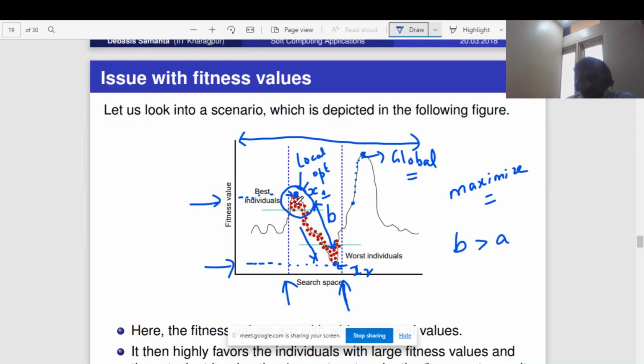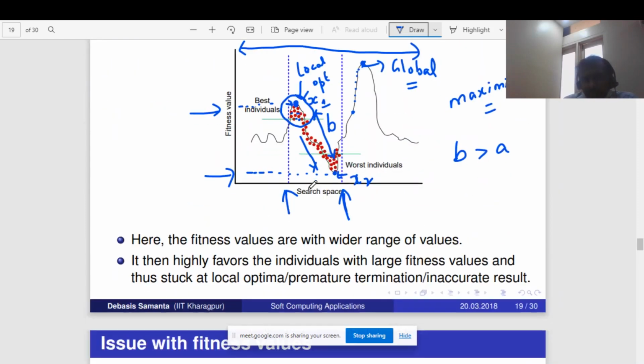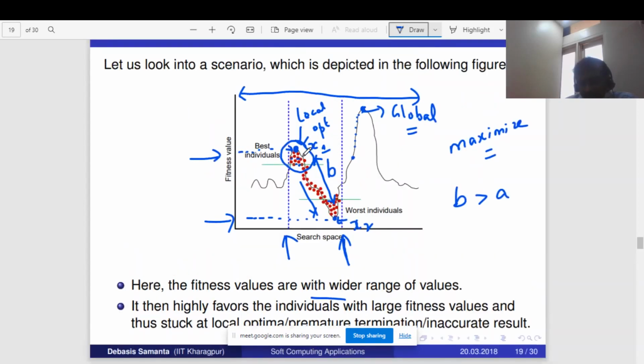So always it will select individuals from this region only, and with them only it will create offspring, and those offspring also will lie in this region only. This is the drawback with this problem, right? So that is what is explained here. Here the fitness values are in a wider range. Wider range means this range, we are talking about this range. This range is wider. That means there is a huge gap between this local maxima and this global minima. So that is a wider range.